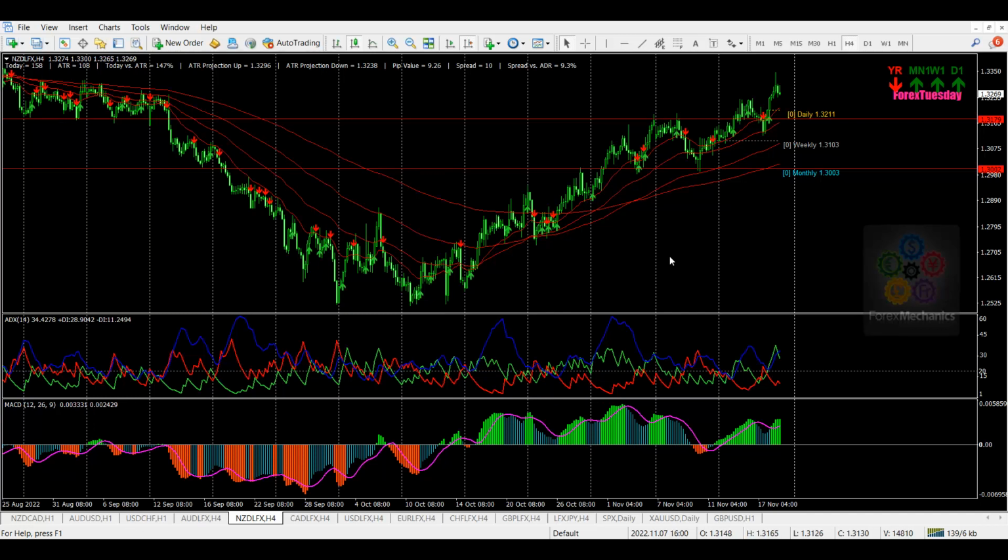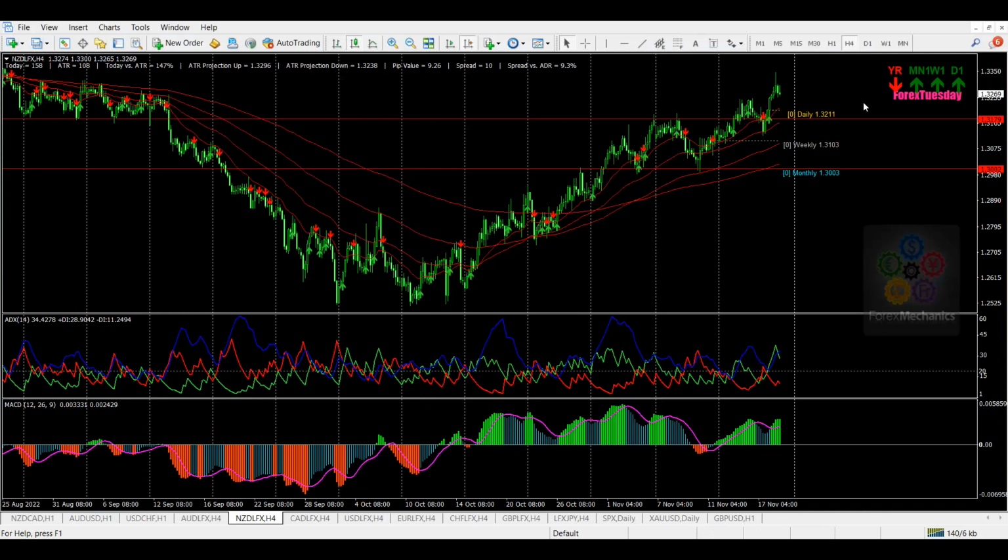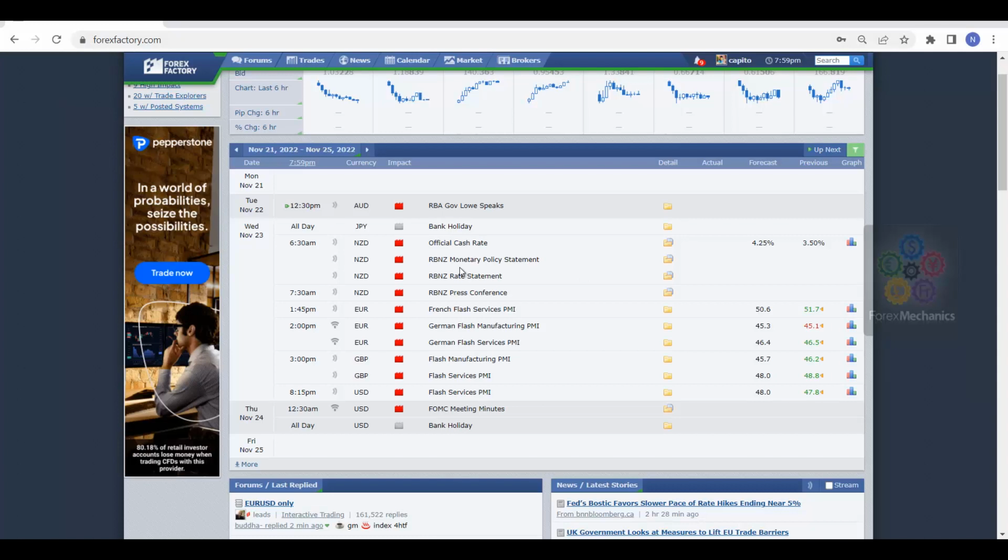So as far as the New Zealand dollar is concerned, this is something that I'm looking at. You have a major news release on Wednesday, so I will obviously expect some action in the New Zealand dollar. But whatever position I look at in the New Zealand dollar, I will do it only after Wednesday, because you can really expect something to happen in the New Zealand dollar on Wednesday.